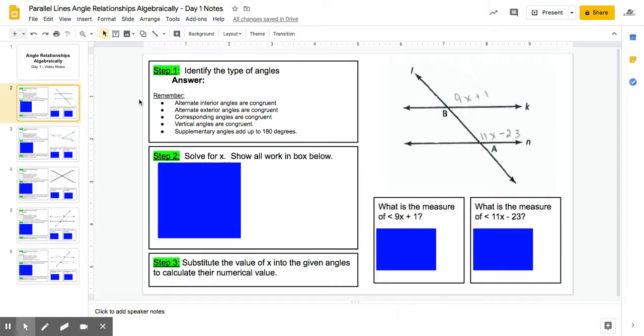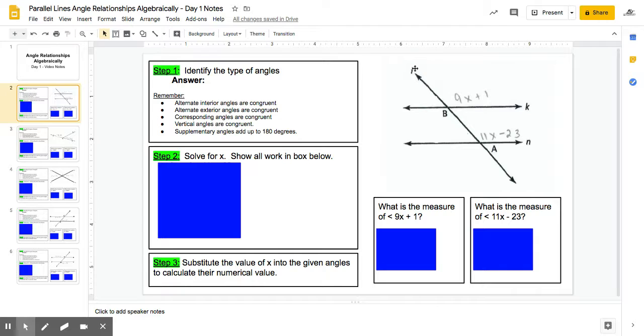So if we look at the first one, there are a lot of steps to solve for these angle types. So I have all the steps listed out here that you have to complete in your assignment. We're going to go through it together. All right, so step one is to identify the type of angles that we have.